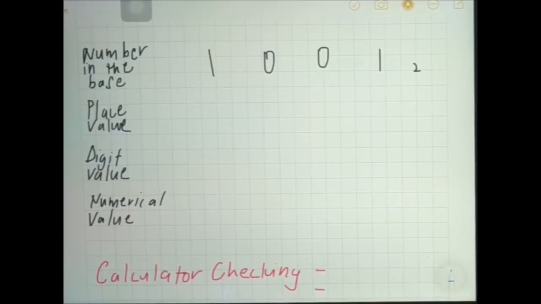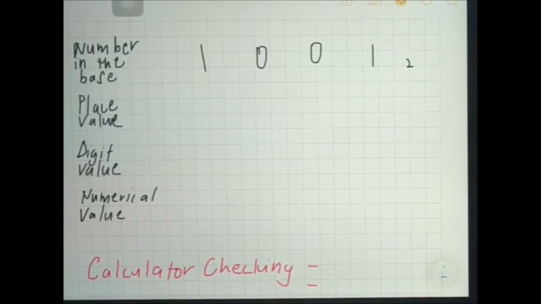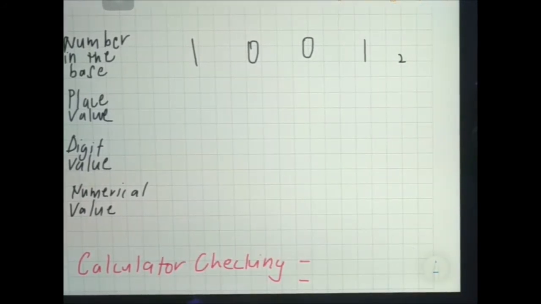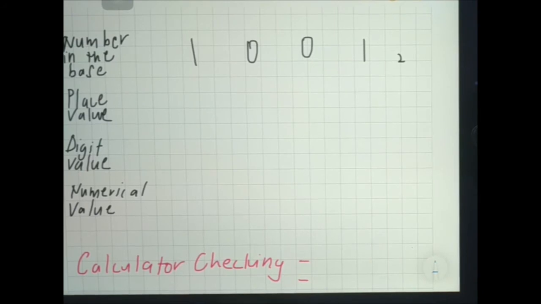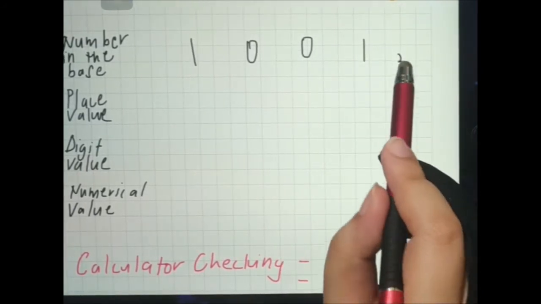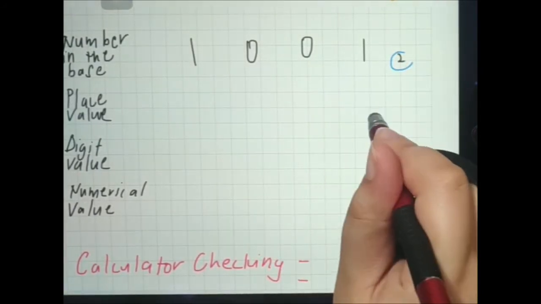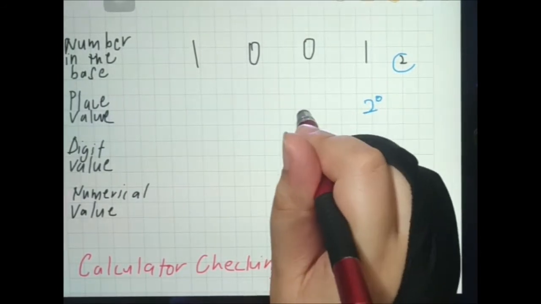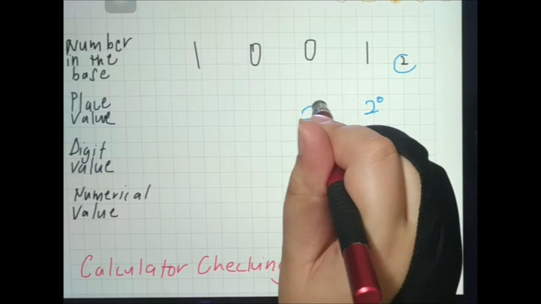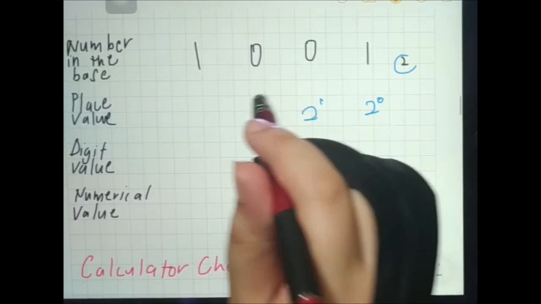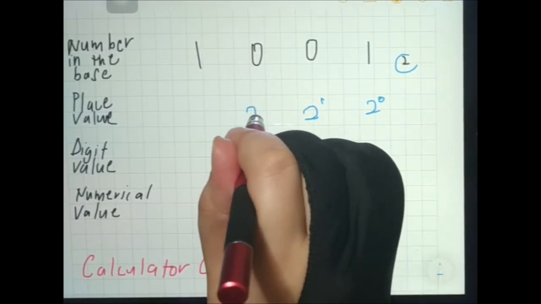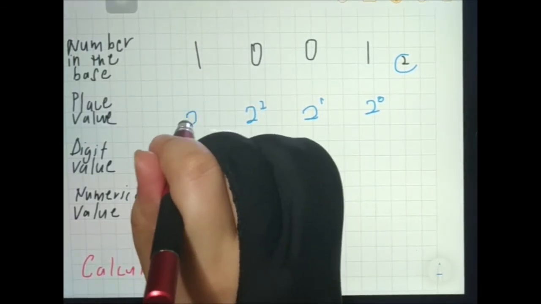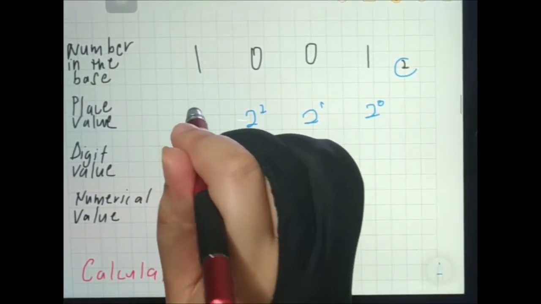Alright, here is another example, 1001 base 2. The first thing I did is separate the numbers, and now we can write the place value in base 2. So 1, its place value is 2 to the power of 0, 0, 2 to the power of 1. This other 0, the place value is 2 to the power of 2, and 1, the place value is 2 to the power of 3.